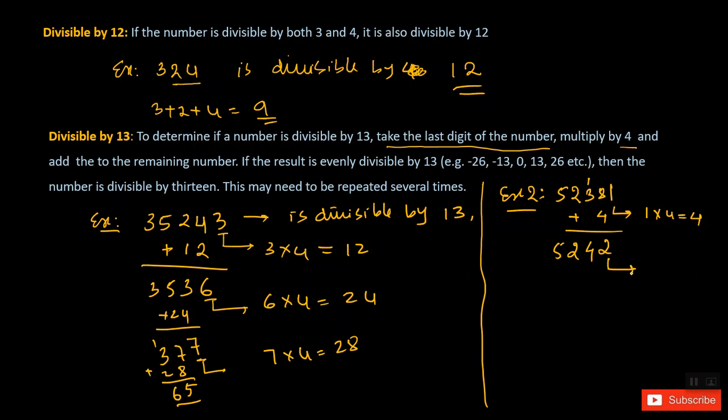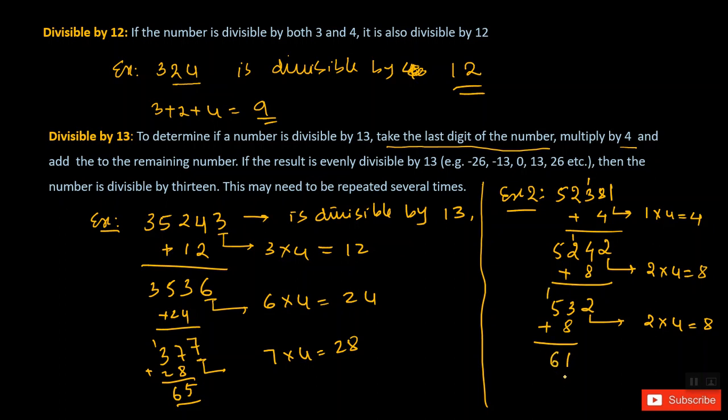Take the last digit again, 2 times 4, that gives me 8. Add this 8 to the other numbers. 4 plus 8 is 12, carry forward 1. 1 plus 2 is 3 and 5 as it is. Again take the last digit here, 2 times 4, it's 8. Add this 8 to this. 3 plus 8 is 11, so carry forward 1. 1 plus 5 is 6.